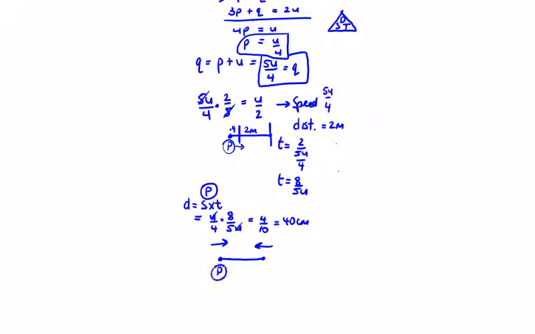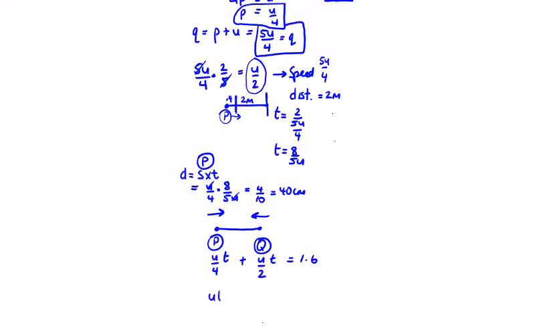P is here traveling with a speed of u over 4. Q is here traveling in the opposite direction with a new speed, u over 2, after the coefficient of restitution is taken into account. They have to travel a distance of 1.6. So we can say that u over 4 times t plus u over 2 times t is equal to 1.6. Multiplying by 4, I get ut plus 2ut is equal to 6.4. So 3ut is equal to 6.4.